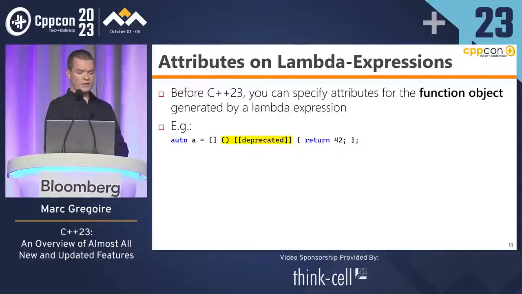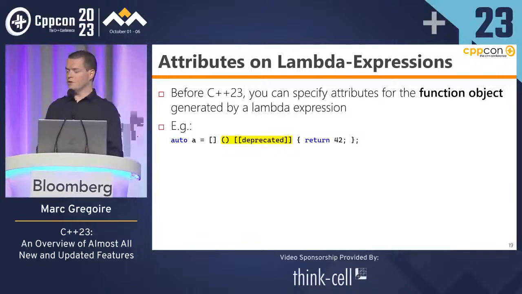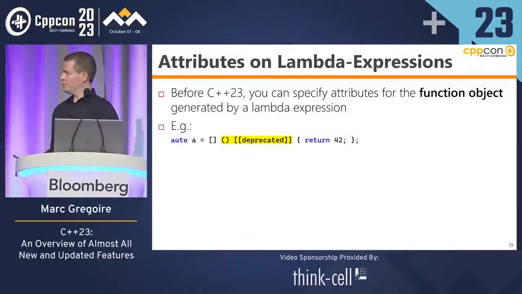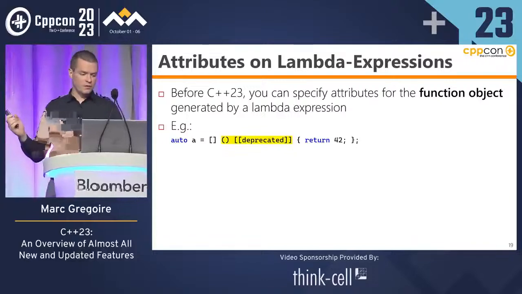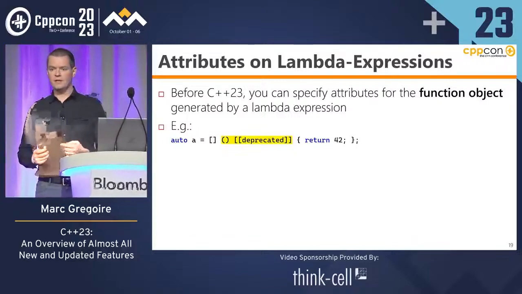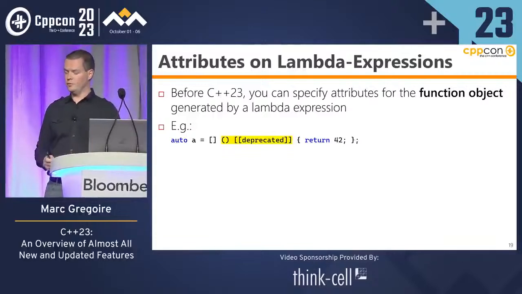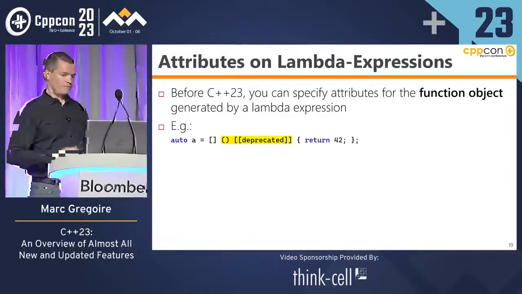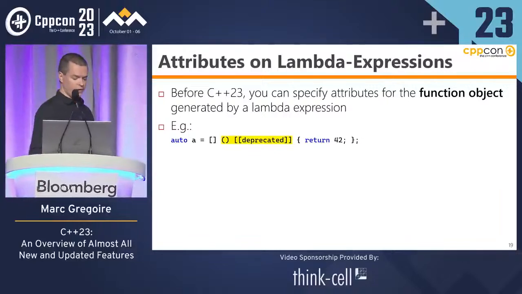Attributes on lambda expressions. Before C++23, it was already possible to add attributes to your lambda expression, and you specify them behind the parentheses. The meaning of this is that the attribute has an effect on the function object that is generated from your lambda expression. So here I'm saying that the lambda expression, or the generated function object, is deprecated.